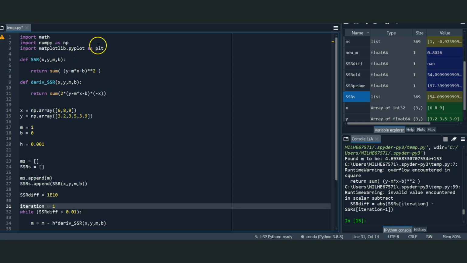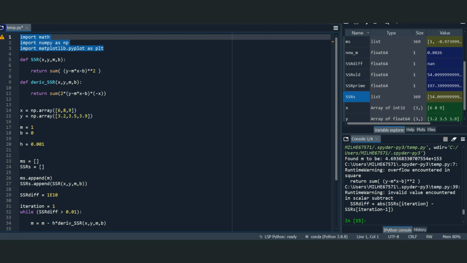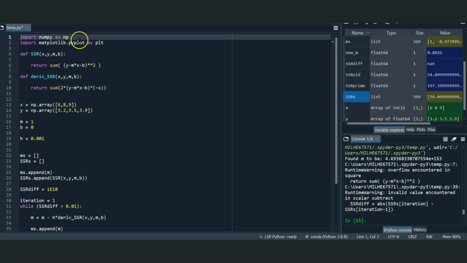So the first thing that I'm going to do in this program is just import some packages. I don't actually think that we need math, but we'll use NumPy and Matplotlib. NumPy to work with arrays, Matplotlib to work with graphing.